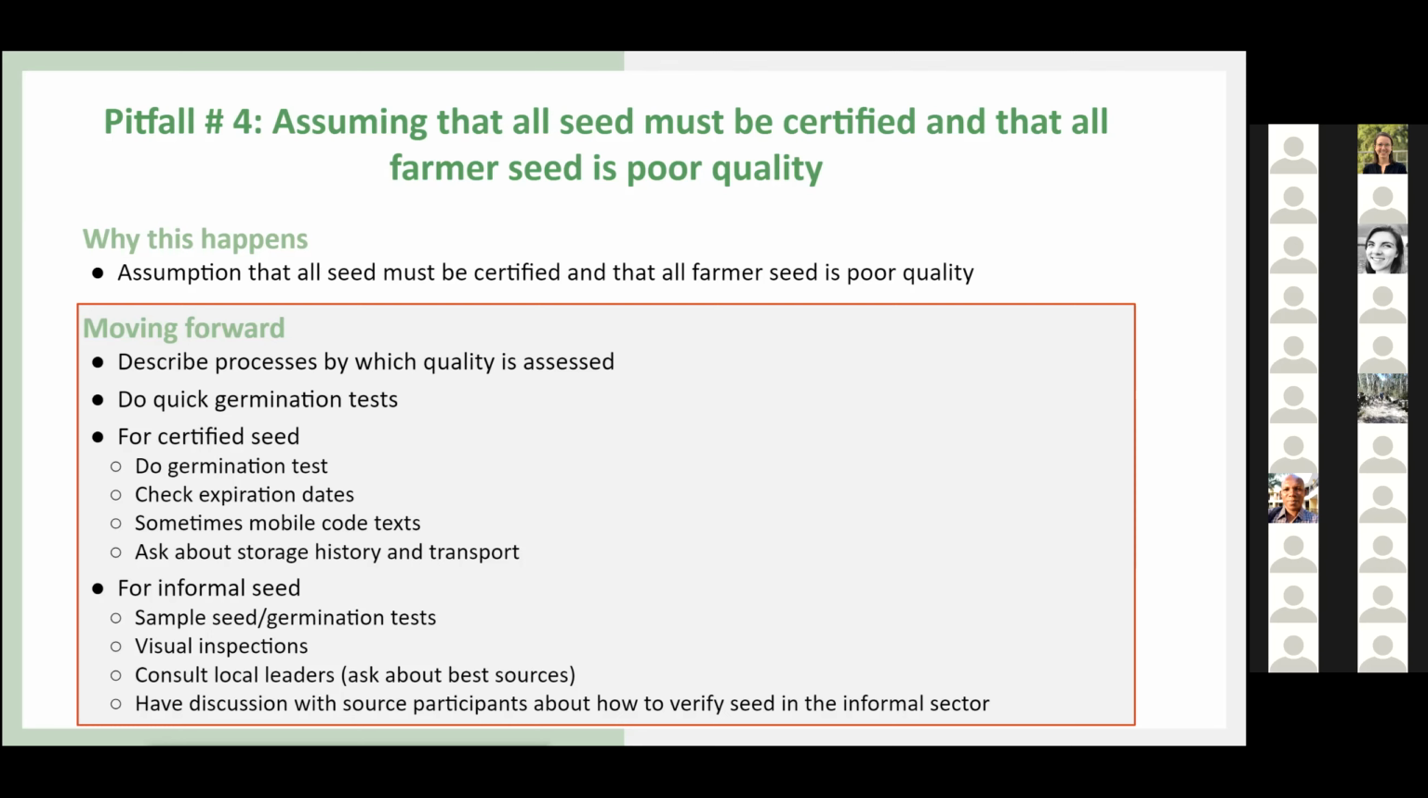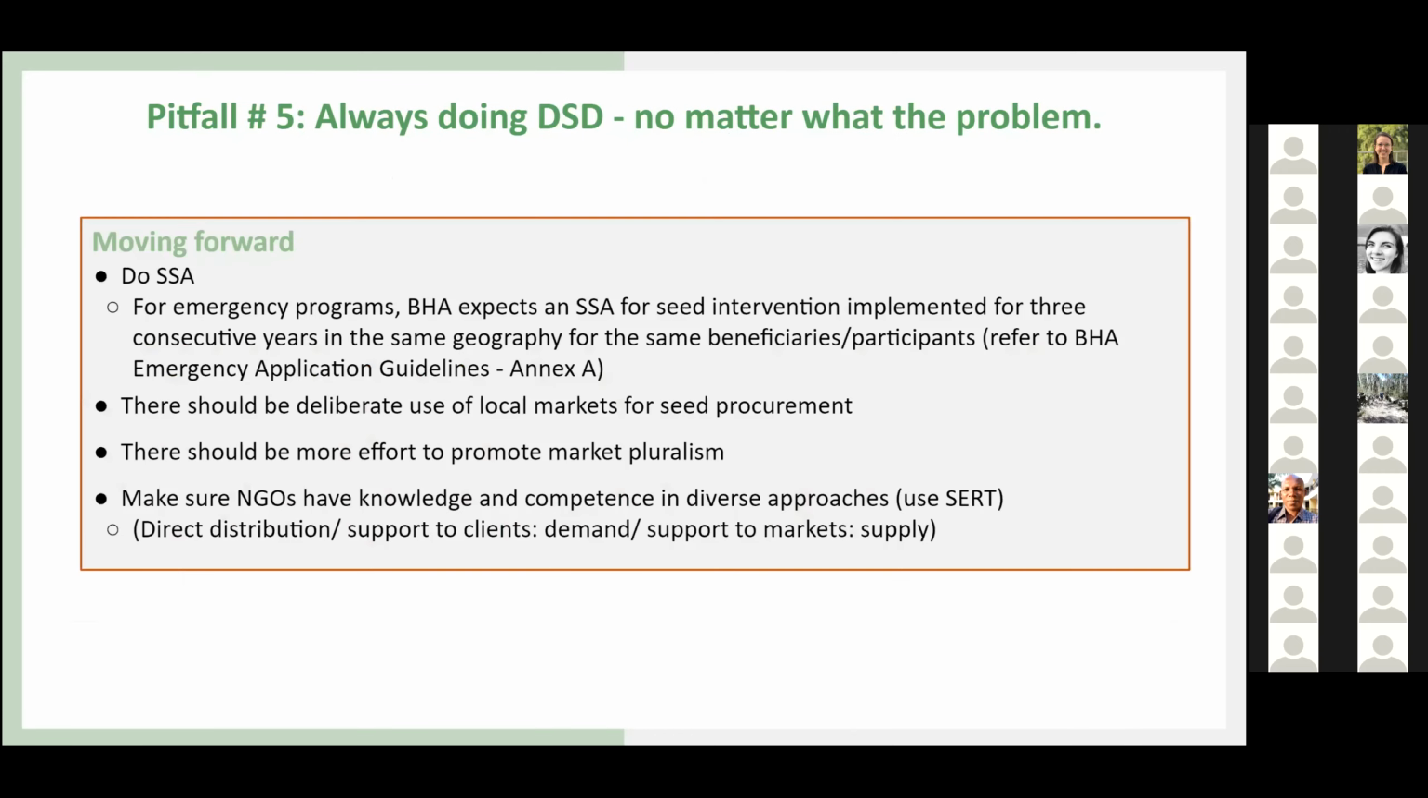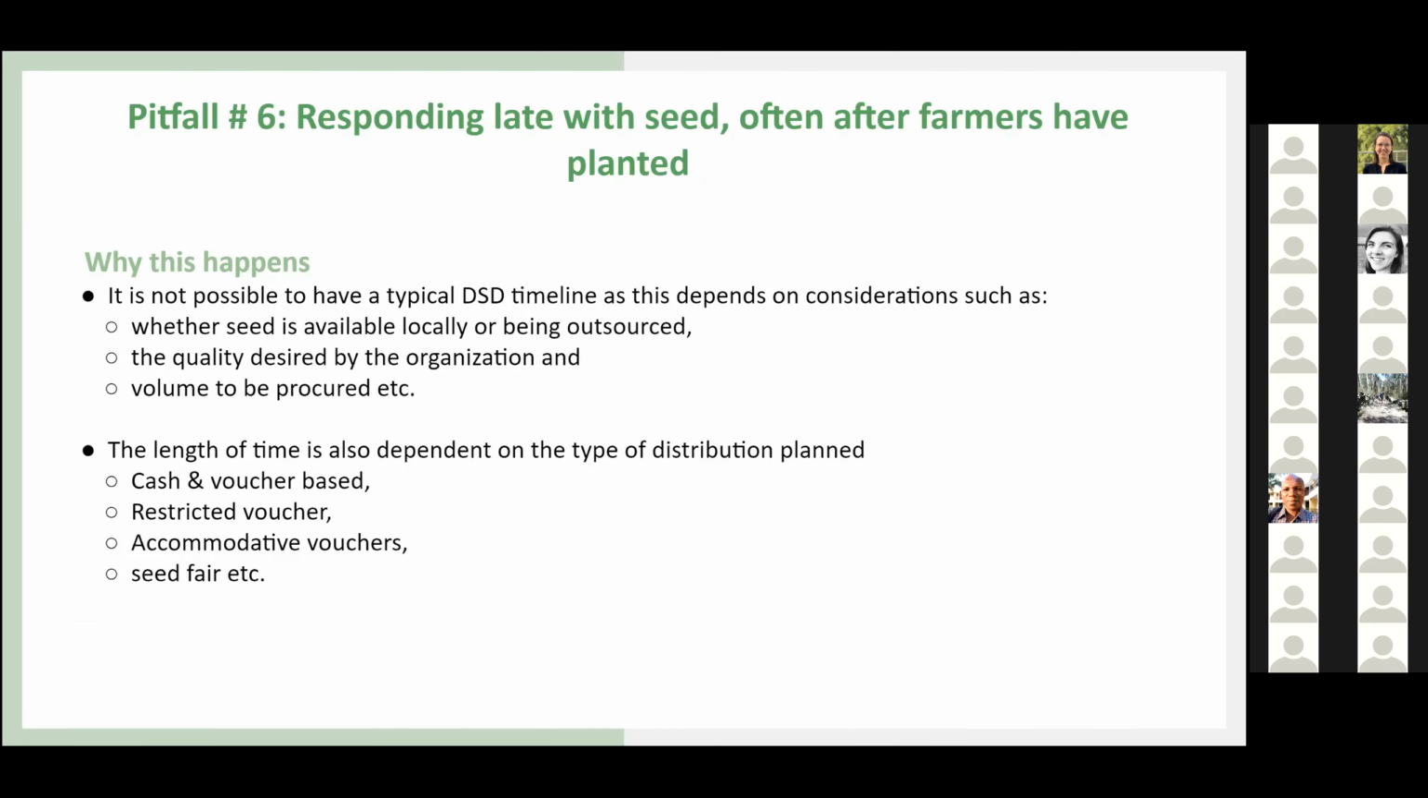I'll move to the next pitfall before we get to the discussion, and that's pitfall number 6, slide number 17.